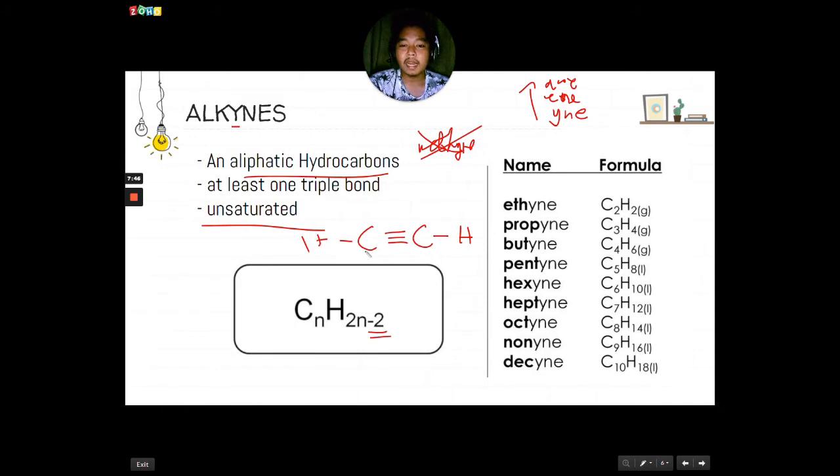If we use the formula, that's 2 carbon, CnH2n minus 2. So, 2 times 2, 4 minus 2, 2 hydrogen. No? So, this is our very first alkyne, which is ethyne. YNE because there is a presence of triple bond. No? So, ethyne. If we have 3 carbon, we have propyne, no?